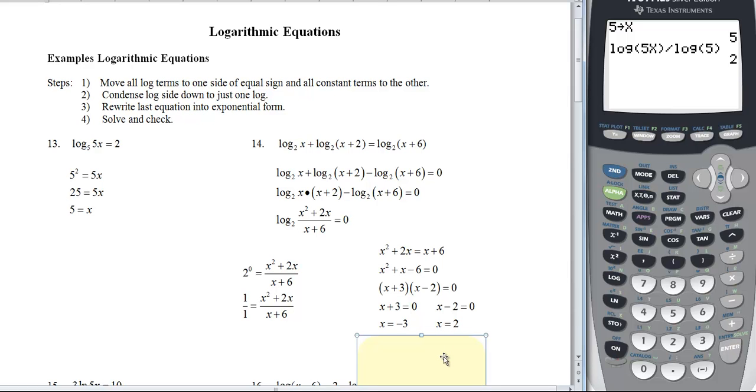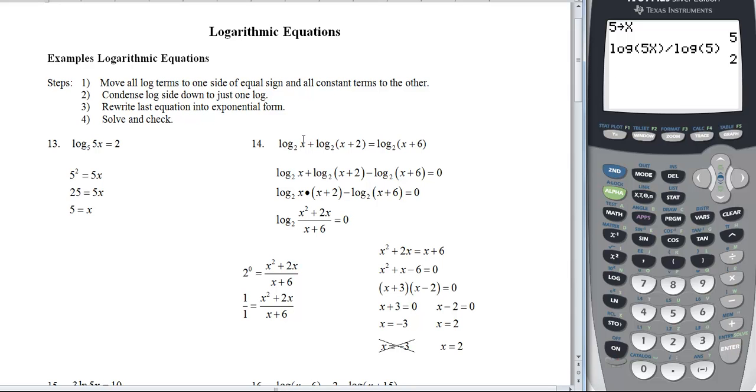Now I've got to check these. Step 4, solve and check. At least the minimum is see if your variable that equals a negative will work. If you substitute it in, you would have log of a negative, and if you remember, I have to take log of positive numbers. So this one does not work. Only x equals 2 works. So 2 does work.